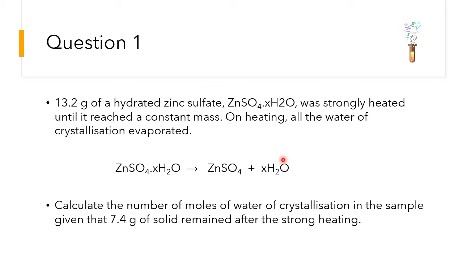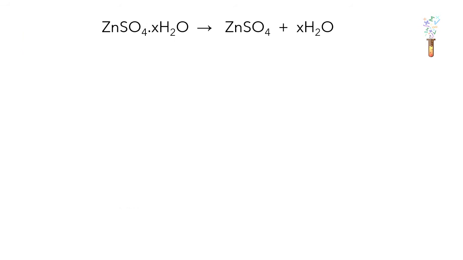We've been asked to calculate how many moles of water of crystallization there are, what this value of X is, given that at the end there's 7.4 grams of solid remaining. So how would we go about this? First thing I would do is look at the equation and put down the information I've been given. So we've been told that we've got 13.2 grams for the hydrated, and at the end 7.4 grams of the anhydrous zinc sulfate, sometimes called the residue.